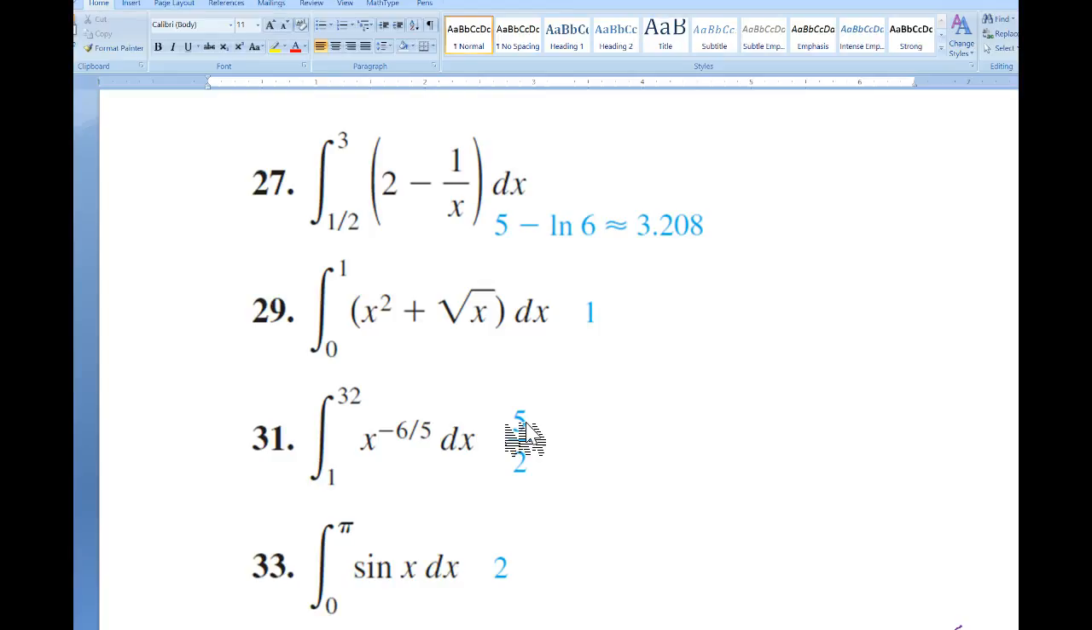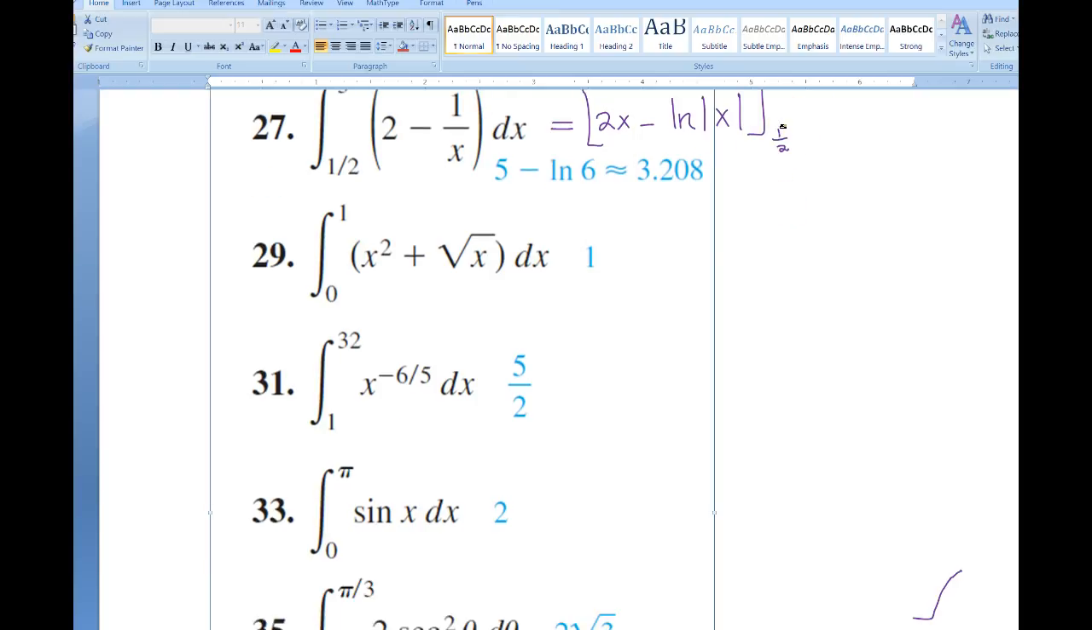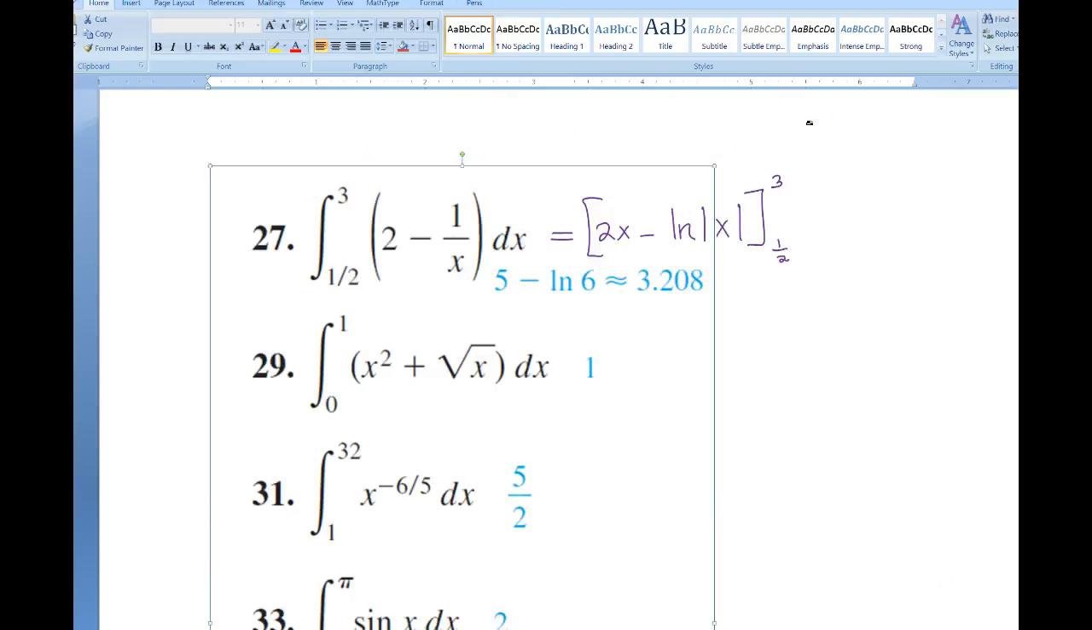So for the next set, this is what we've done before. Now we're actually doing the antiderivative. So what is the antiderivative of 2? It's 2x. What's the antiderivative for 1 over x? It's natural log of the absolute value of x. Now we want to evaluate this from 1/2 to 3. What that means is we plug 3 in, and then subtract plugging in 1/2.